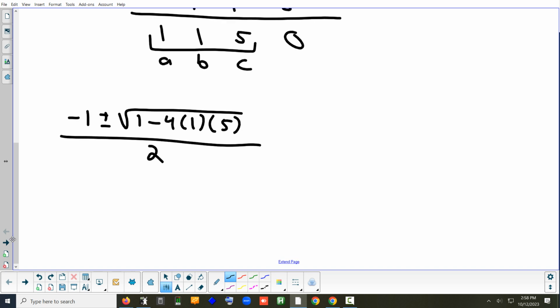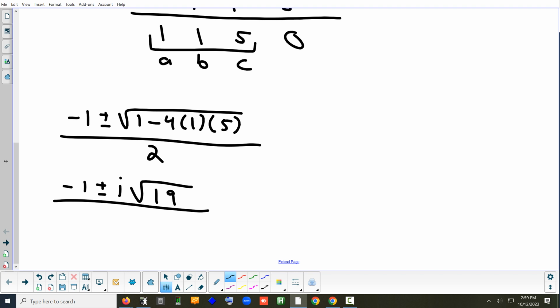Now once we simplify it, those are going to be our roots. -1, plus or minus. Sophia, what's 4 times 1 times 5? 20. And 1 minus 20? -19. So you know what? Let's do it like this. What's the square root of -19? Is it like you take out the negative, you get i square root of 19? i square root of 19.